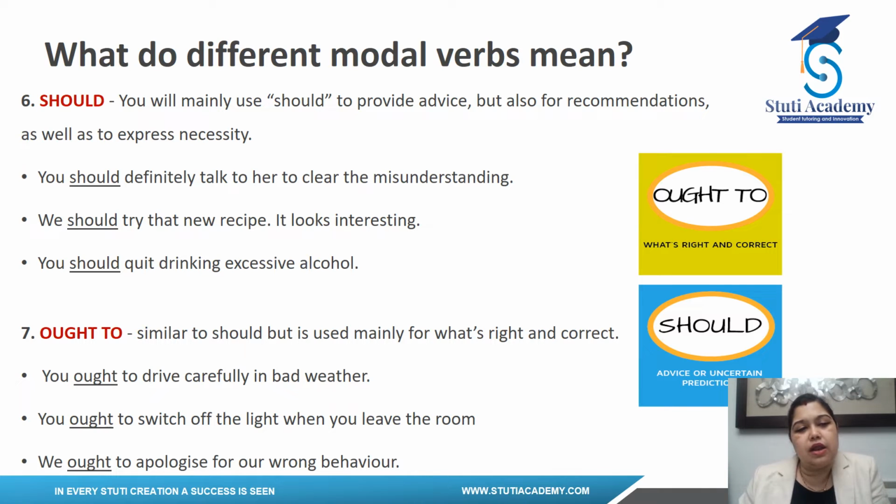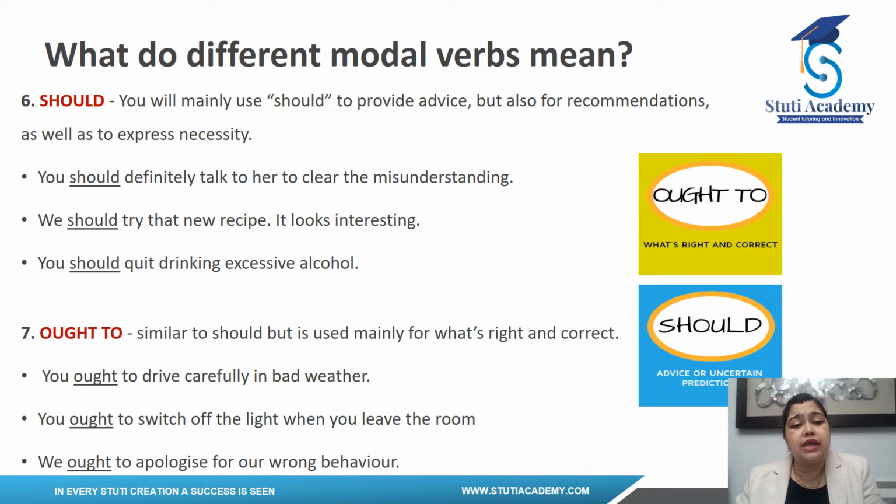So the first one, you should definitely talk to her to clear the misunderstanding. You don't need to clear understandings, do you? So you should definitely talk to her to clear the misunderstanding. So I am recommending or advising you that you should definitely talk to her. And when I'm saying definitely, I'm talking about a necessity of it as well.